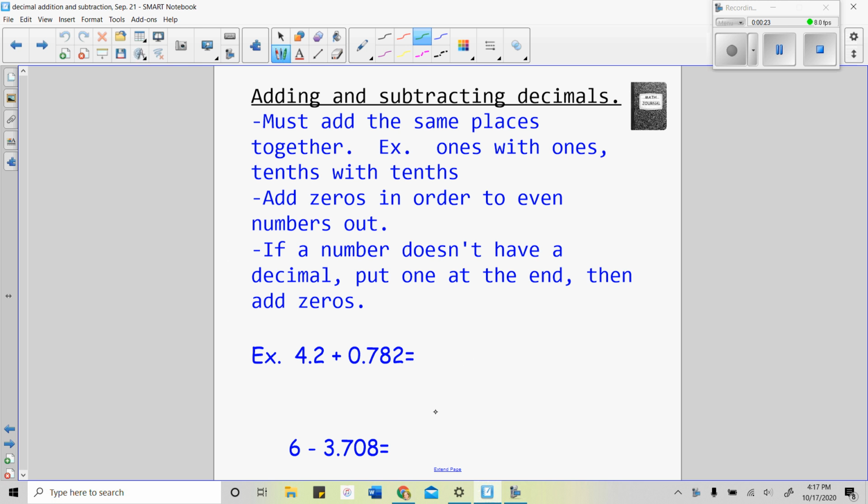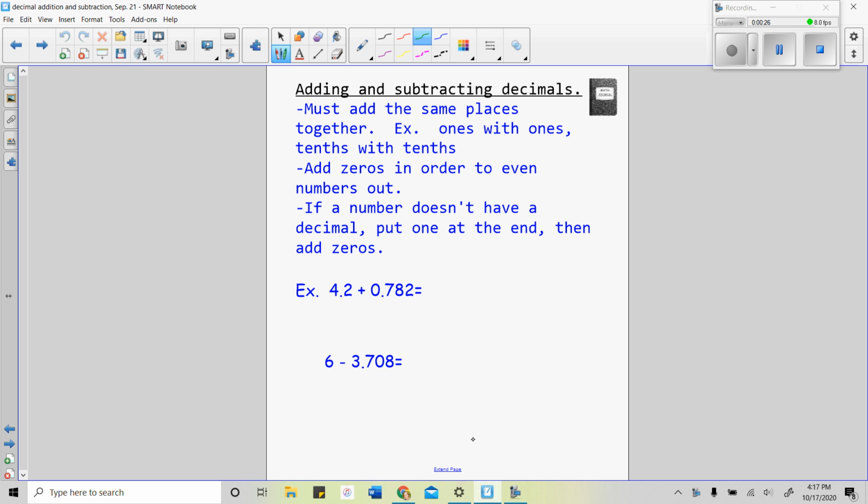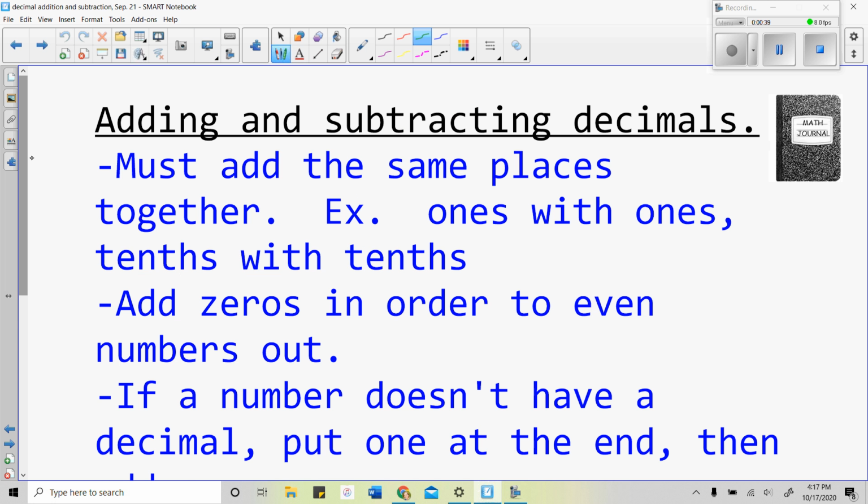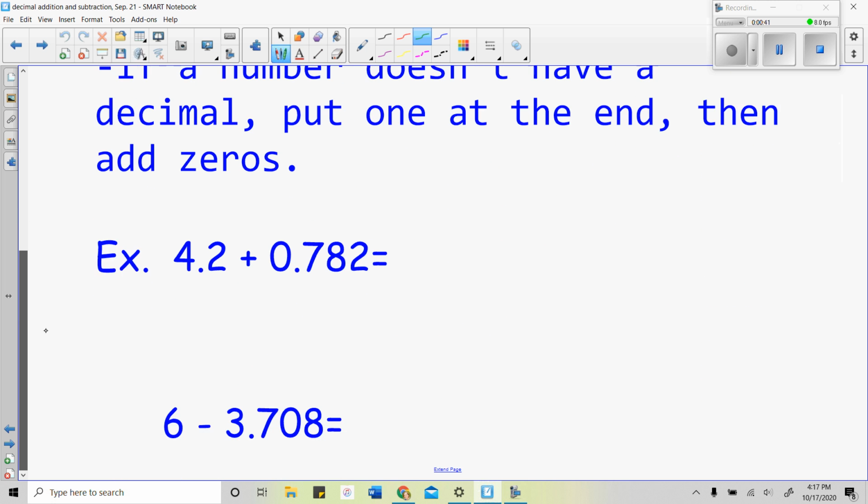So now that you've unpaused the video, we're going to do a couple examples to show how we would add and subtract these decimals. Now, when you're adding and subtracting, you have to add the ones place to the ones place, the tens place to the tens place, the tenths place to the tenths place, and so on. So the most important thing is that you line up the decimal. Now, if I'm adding two decimal numbers, the easiest thing for me to do would be to stack my decimals first and to build around them.